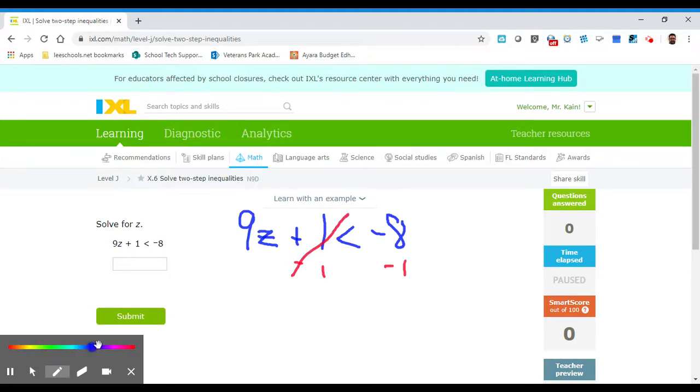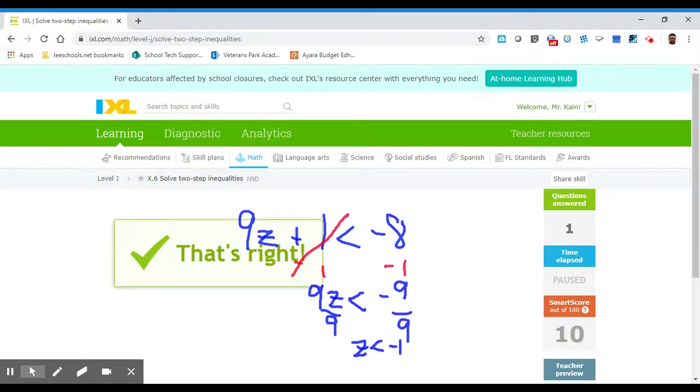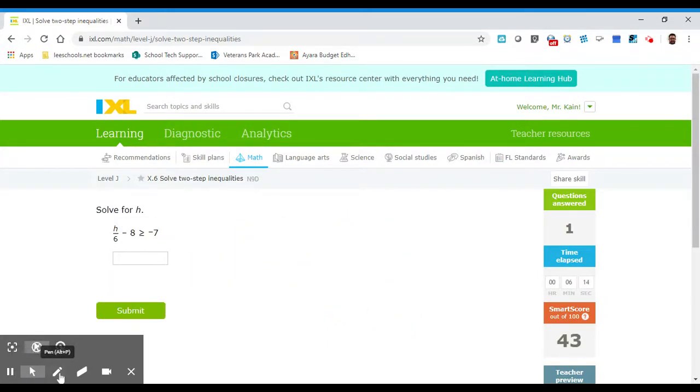Minus 1. This cancels that out, right? And then it leaves us with 9z on the left. And then since we have the same sign, we add. It's going to be negative 9. Divide both sides by 9, and we have z is less than negative 1. And then we type it in. Before you hit submit, make sure you check that you have the correct sign. And then click submit. All right, the next level puts you at a smart score of 43.